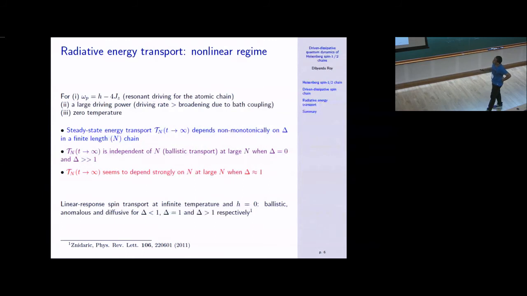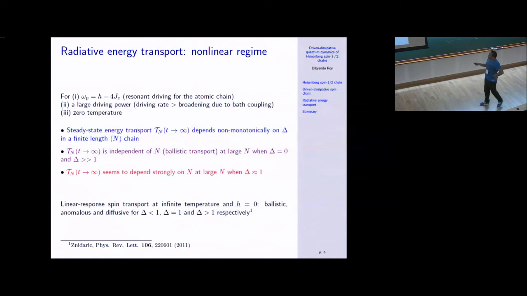And we also see that when delta is 0, which is the XY model, and when delta is very large, which is like the Ising limit, in both these cases the transmission is independent of n, which can be called ballistic transport. And at delta near 1, we see that tau n in the steady state, so t infinity means the steady state, strongly depends on n. So it can be anomalous or diffusive transport near delta 1.